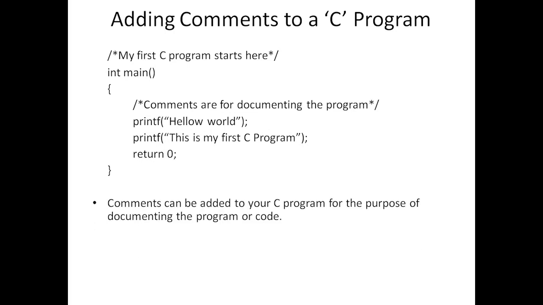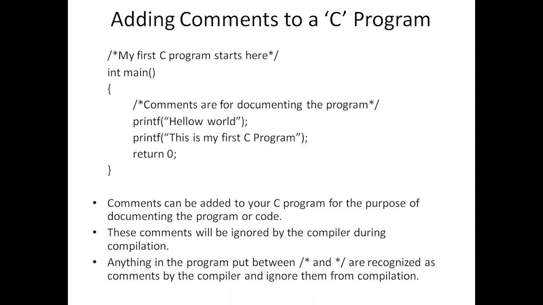Comments can be added to your C program for the purpose of documenting the program or code. The comments will be ignored by the compiler during compilation. Anything in the program put between slash asterisk and asterisk slash is recognized as a comment by the compiler and ignored from compilation. The purpose of adding comments to a program is to let other members of your team understand what you have written in the program.